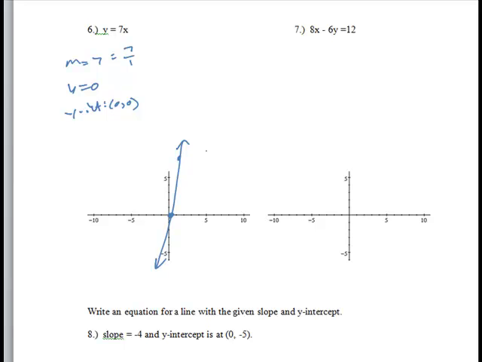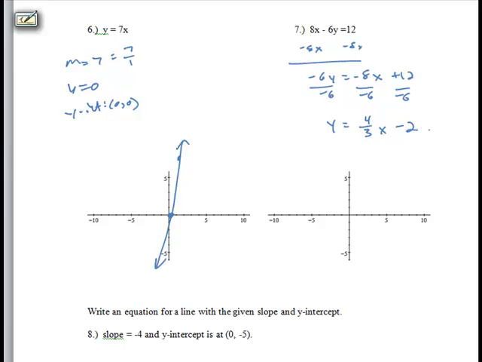And example 7, a linear equation with 2 variables, but we notice in this case it's not in slope-intercept form. It's that standard form, which really didn't tell us a whole lot about the graph, other than the fact we know it's going to be increasing or decreasing, but that's about it. So what we want to do is begin by putting it into slope-intercept form. Subtract 8x from both sides, so negative 6y is equal to negative 8x plus 12, and then divide everything by negative 6. So y is equal to positive 4/3 x minus 2.